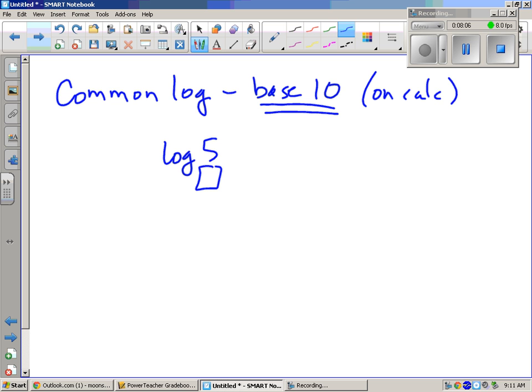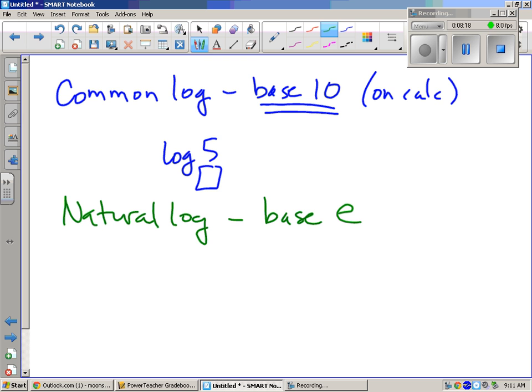There's also another log. It's called the natural log, and that has base e. Okay, base e is also on your calculator. It's under ln, natural log. So we can figure those out as well. So those two you can do on your calculator. If it's something other than those two, we have to change its form. And again, we'll talk about that later.